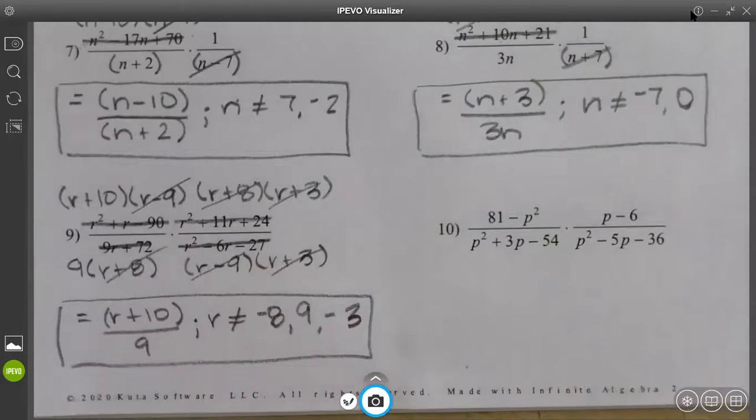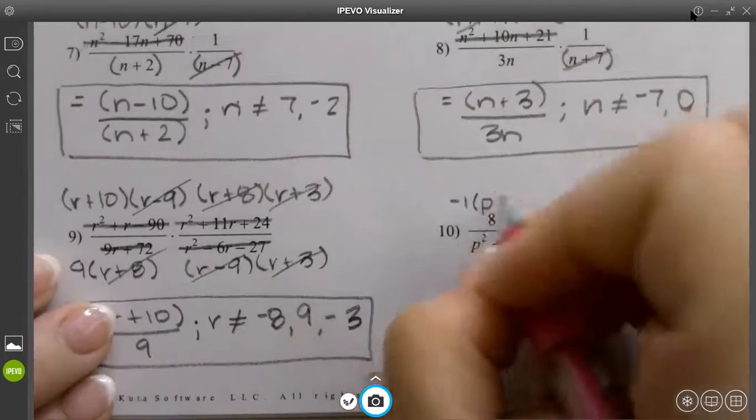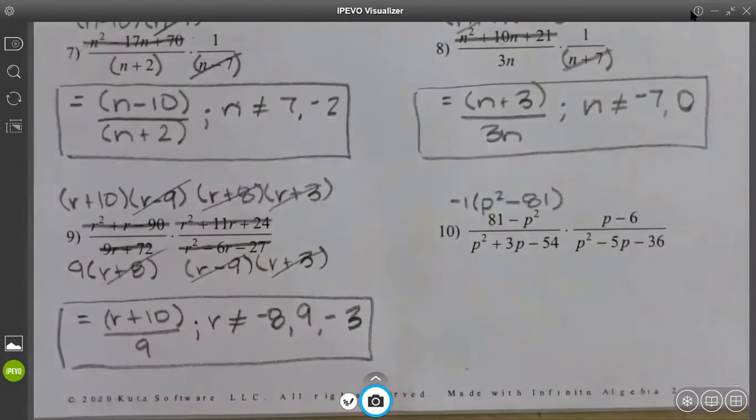All right, so look at number 10 and tell me what's wrong with the top. It's not like a super tricky question. What's weird about the top? Yeah, it's in the back, right? So we're going to flip it around. We don't like it backwards, so we're going to pull out a negative 1. And that just changes their signs and flips it around.